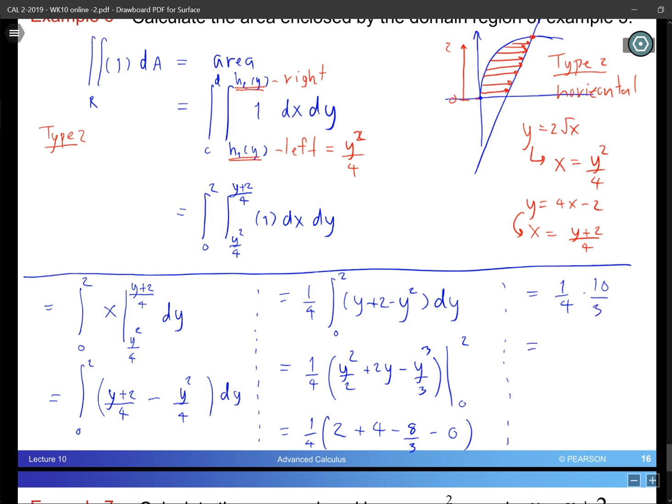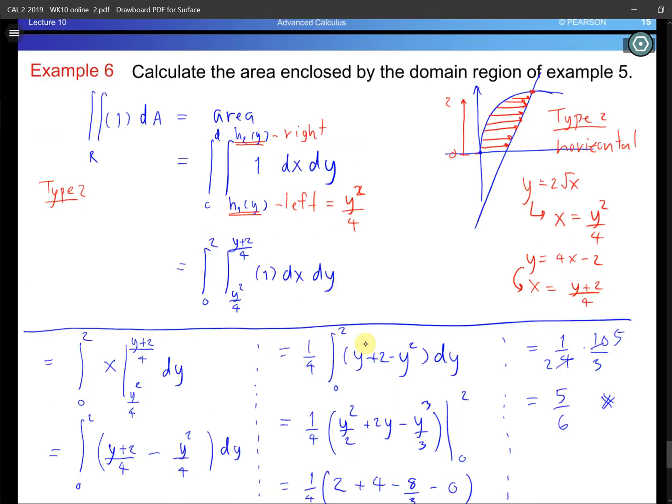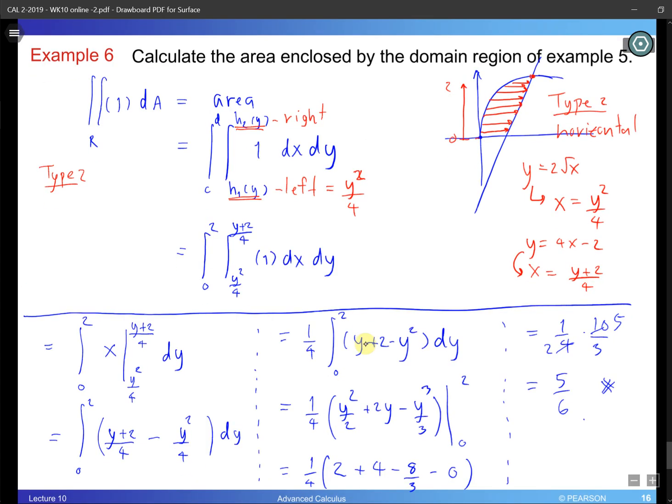So the result of this calculation, you cancel the 2 and 5, so you have 5 over 6 for the answer of this example number 6. Don't forget to put the unit too, because they ask you for the area, so put square units. So this is more complete than just 5 over 6.